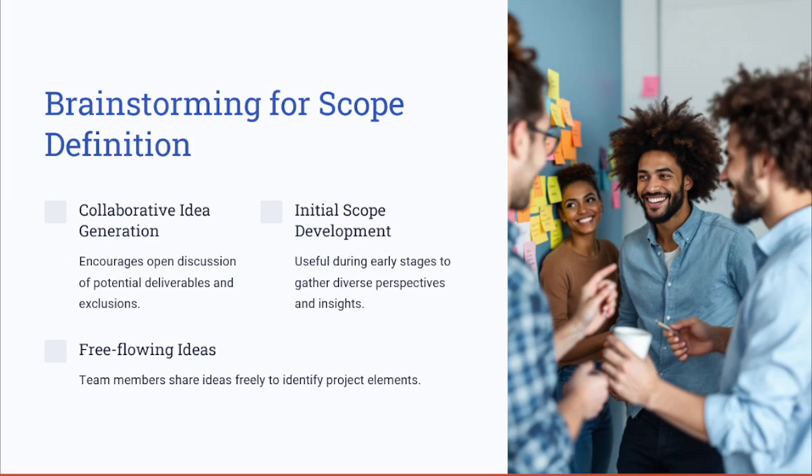Let's take one of these techniques or tools that we might use when defining the scope. The first one is brainstorming. Brainstorming is a collaborative approach where team members share their ideas freely to identify any potential deliverables and also the exclusions of the project. It is especially useful during the initial stages of scope definition to gather diverse perspectives and insights.